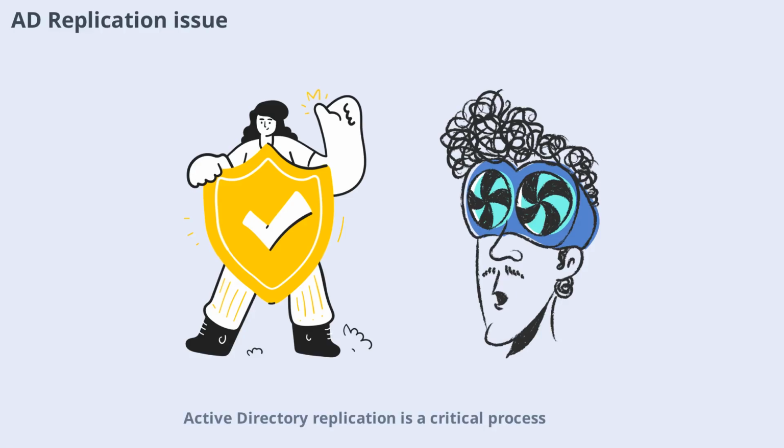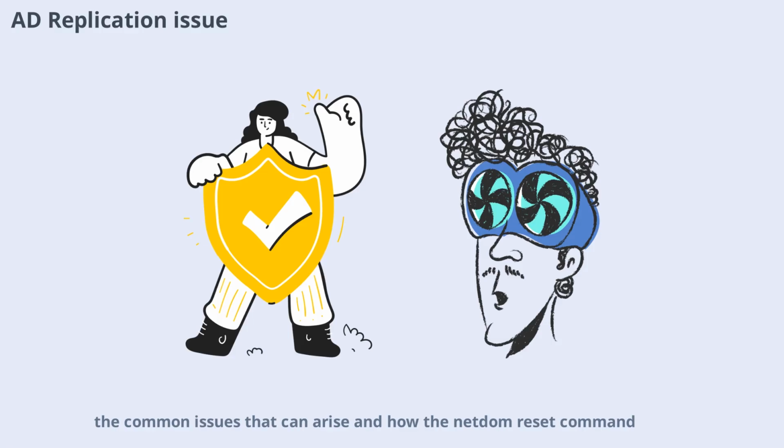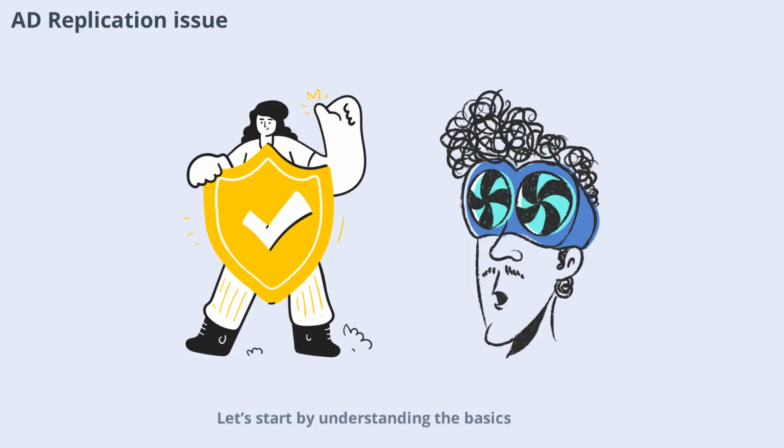Active Directory replication is a critical process that ensures data consistency across domain controllers. When everything works as intended, changes made in one part of the network are quickly reflected everywhere else. But what happens when replication fails, especially between different domains? In this video, we'll explore the underlying mechanisms that support interdomain replication, the common issues that can arise, and how the netdom reset command can be a lifesaver for administrators.